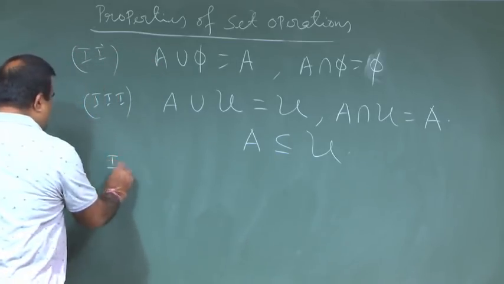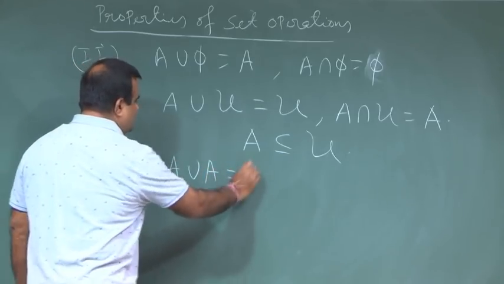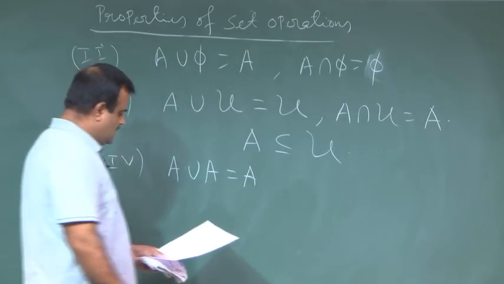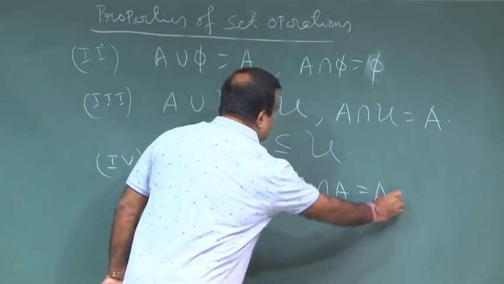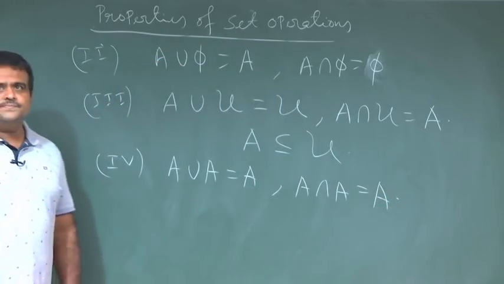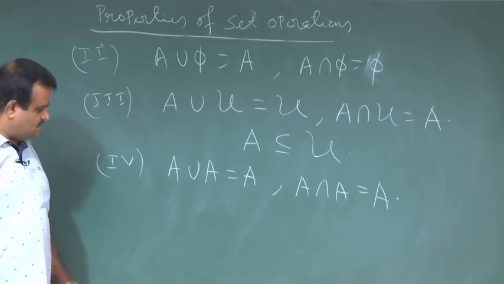Okay, the next property is A union A is A. It is very easy to convince. A intersection A is A. Quite obvious, because we are just taking this.